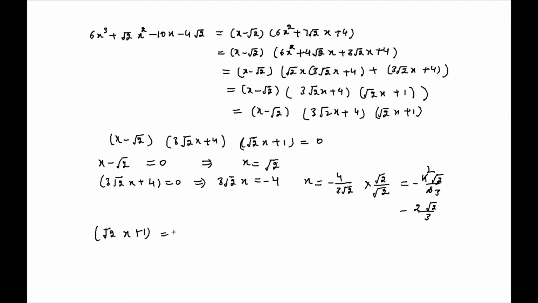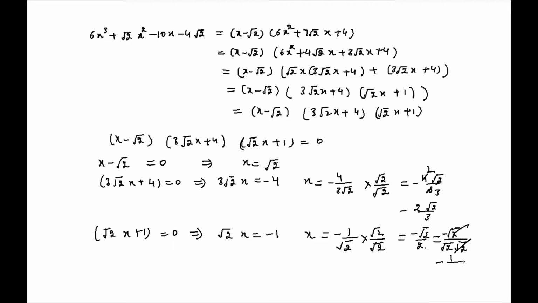When root 2 x plus 1 is equal to 0, root 2 x is equal to minus 1, x is equal to minus 1 by root 2. Just rationalize it. You will have minus root 2 upon 2. So 2 can be written as root 2 times root 2. So after cutting the numbers you will have minus 1 by root 2 as a zero. So its zeros are root 2, minus 2 root 2 upon 3, minus 1 upon root 2. So root 2 is already given to us. So the required zeros are minus 2 root 2 upon 3 and minus 1 by root 2.